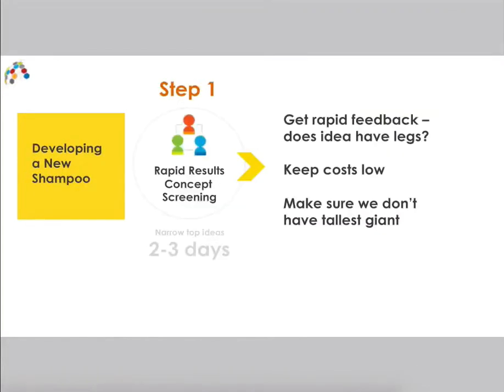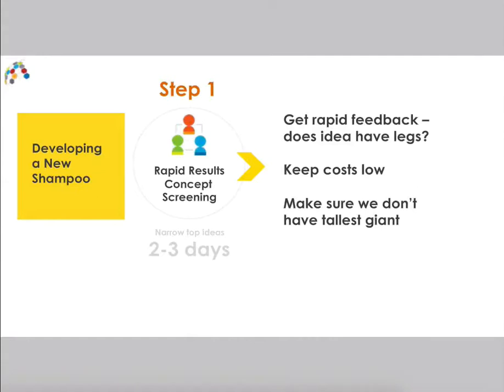So step one, looking at a new shampoo. We have a part of the process for Concept Accelerator that we call rapid results. And most clients are doing this phase at the early stages of concept screening. And what they want to learn is, does the idea have legs? Sometimes they have as many as 10 or 12 ideas at a time, and they want to keep their costs low to figure out which is the one or the two or the three that are best.